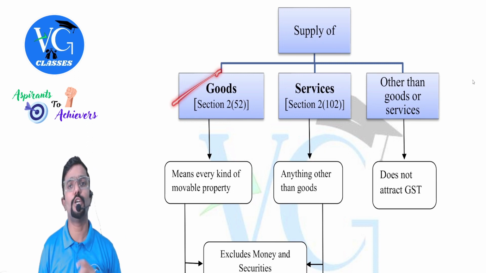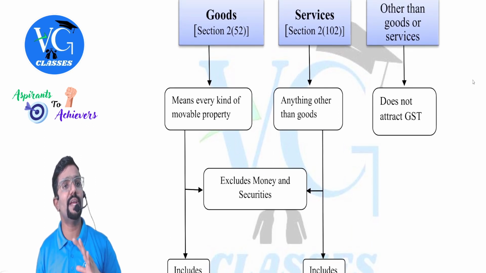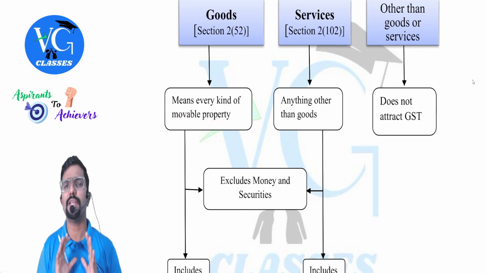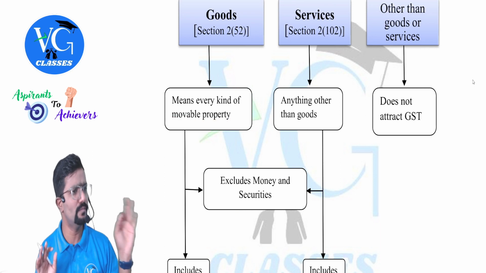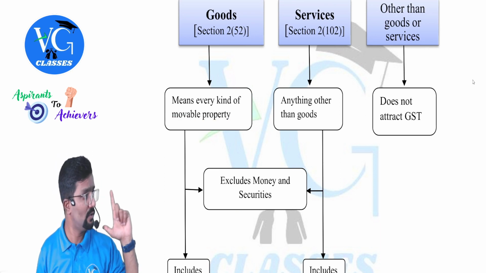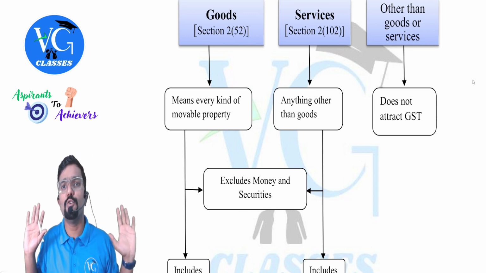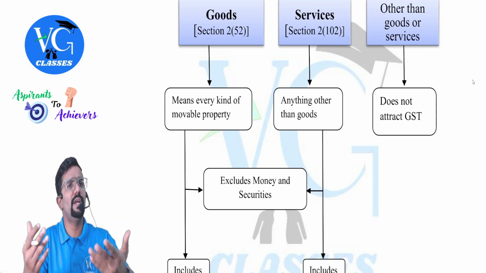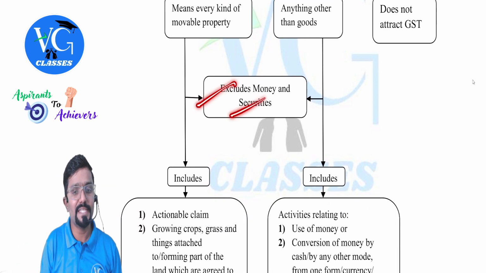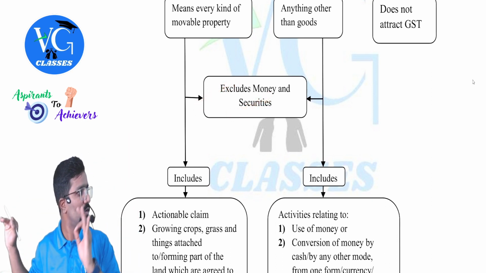Goods is defined in section 2 clause 52. Goods means every kind of movable property. That means immovable property is not a good, sir? No. Land and building, is it goods? No. Land and building are both immovable. You know, can you move it? No. So it is immovable. That means it is not a good, sir? No. If I sell land, if I sell a building, it is not covered here. Okay. Next, it excludes money and securities. Money and securities are movable, but they are not goods.